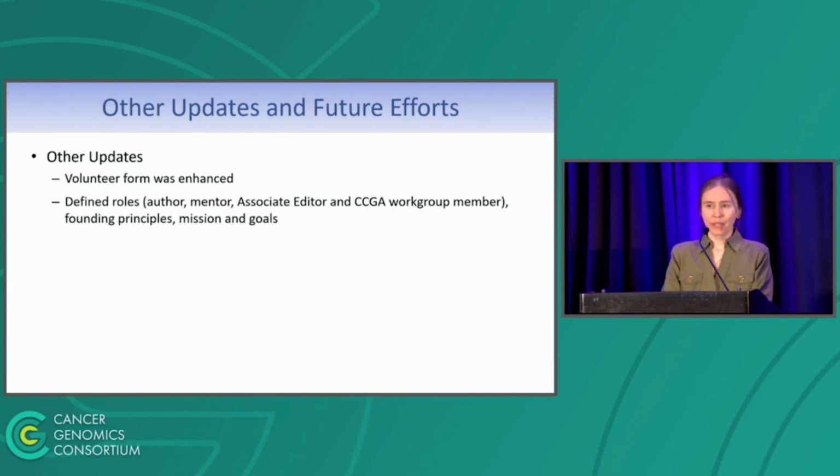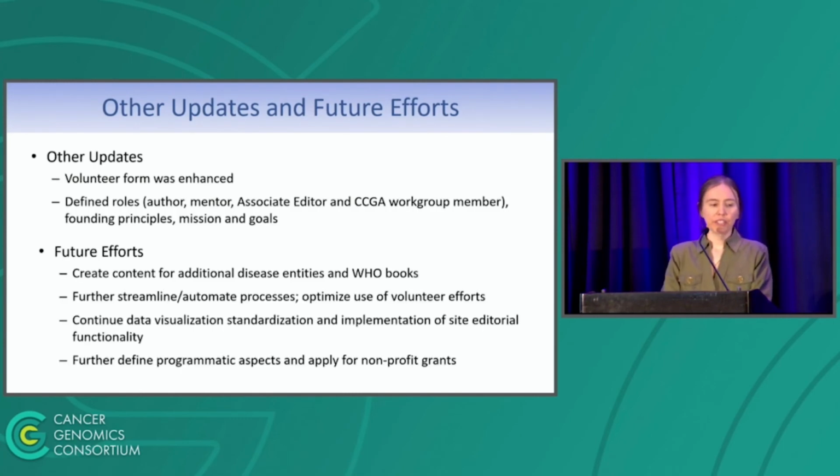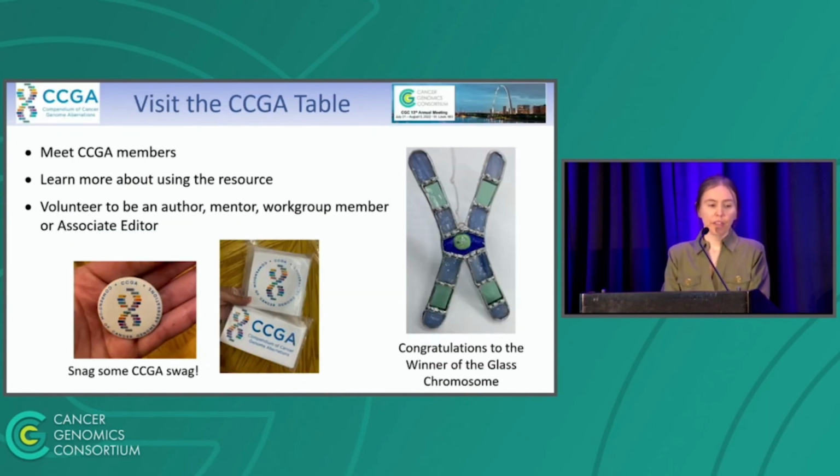So very quickly, the last other updates: we enhanced our volunteer forum. We formally defined the roles in the effort, the founding principles, mission, and goals. We're going to continue to create additional content in more books and further streamline our processes and optimize use of our volunteer time. We have data visualization standardization going on, as well as the site editorial functionality being implemented. And a big deal is that we're going to be further defining our programmatic aspects this year so we can go after large not-for-profit grants.